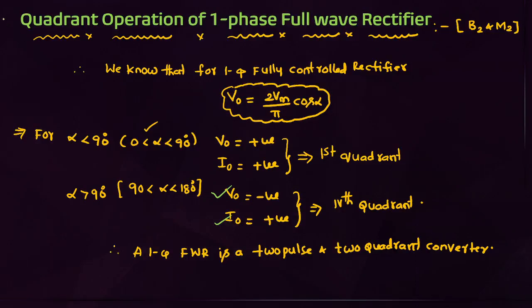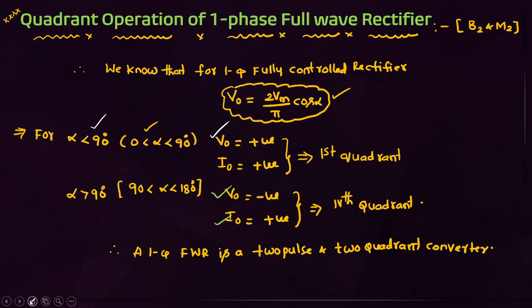One more important concept with respect to full wave rectifier or fully controlled rectifier, it may be midpoint or bridge rectifier, students, what is the quadrant operation. Friends, we know that the average output voltage in the case of full wave rectifier is 2 Vm by pi into cos alpha. You substitute any firing angle for alpha less than 90 degrees, that is 0 to 90 degrees, V naught is positive. In rectifiers, current never be negative. Why current never be negative?